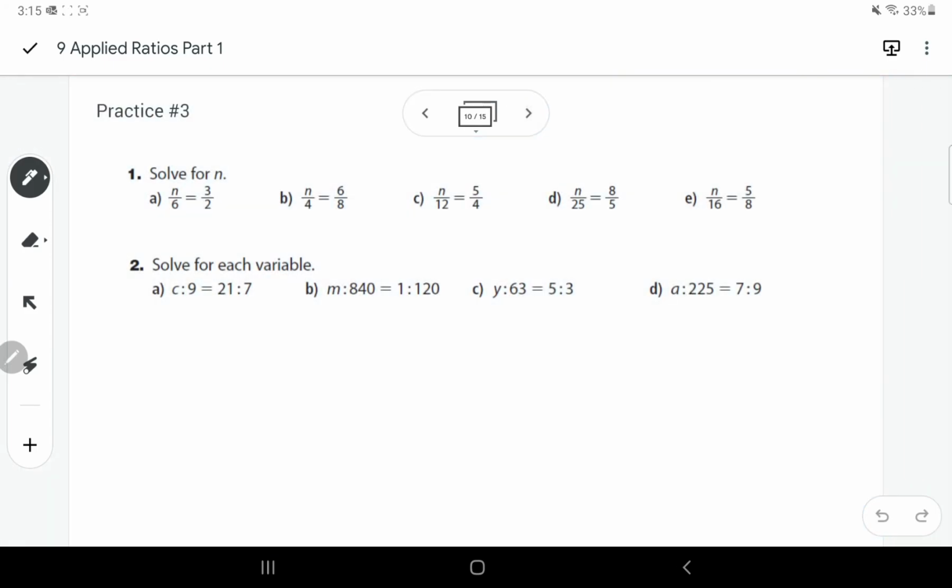So the third practice, again, I want you guys to pause this video, stop the video now, go do these questions, and check your answers. Make sure that you feel like you're confident in this before you move on to the next equations.